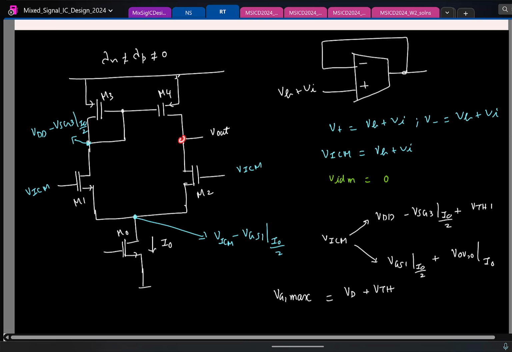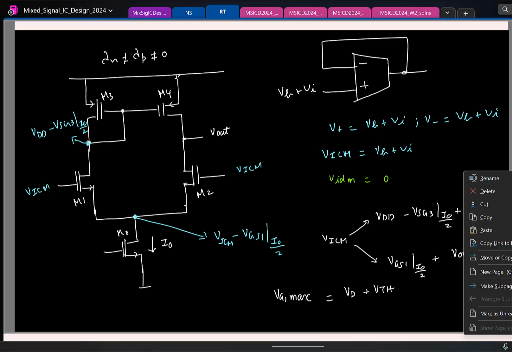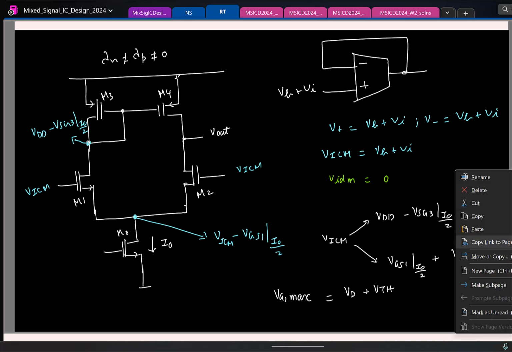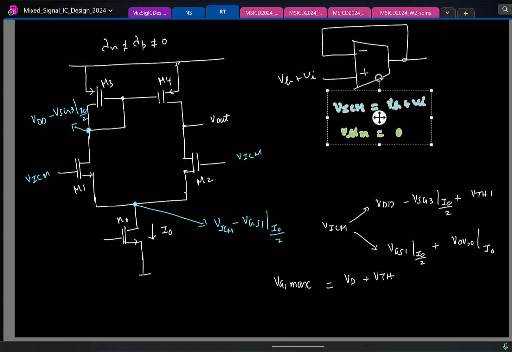Similarly, I asked you to work out what is the output swing limit. So did anyone try that? I'm sure no. Everyone was watching something on Netflix yesterday. So let's look at that. So let me erase this. So let's quickly do that. Won't take so much time.